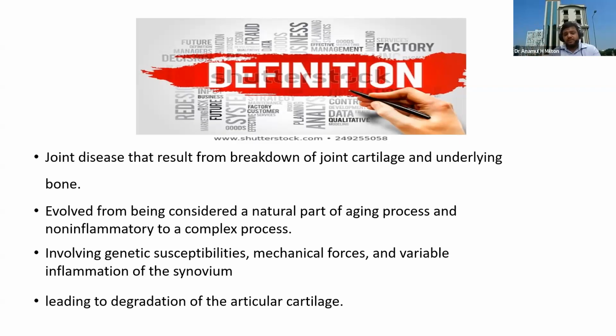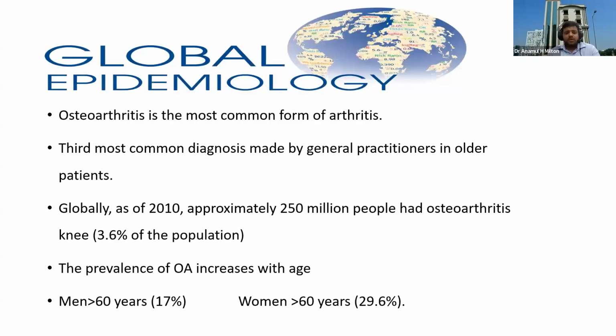So all these things lead to either degenerative or inflammatory changes of the joint cartilage. If we look at the global ratio of osteoarthritis, it is almost the third most common condition in the world, after low back pain and shoulder pain. It's the third one of the global issues.